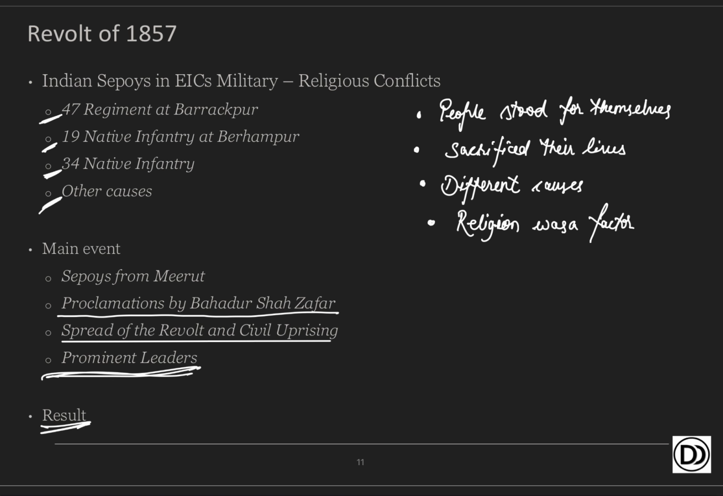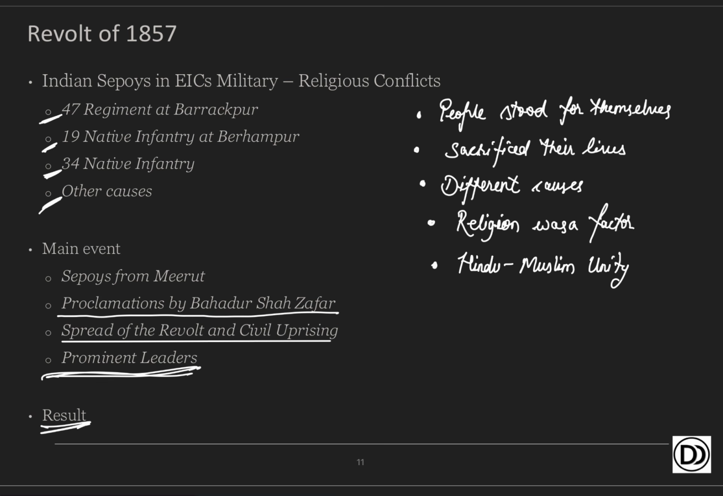This was different from the smaller protests that we saw before 1857. They were not religious. But here we see a religious color arising. Religion was a factor. But even when religion was a factor, we see Hindu-Muslim unity. It came from a common threat. They wanted to fight a common root of all of their problems, which was the East India Company.